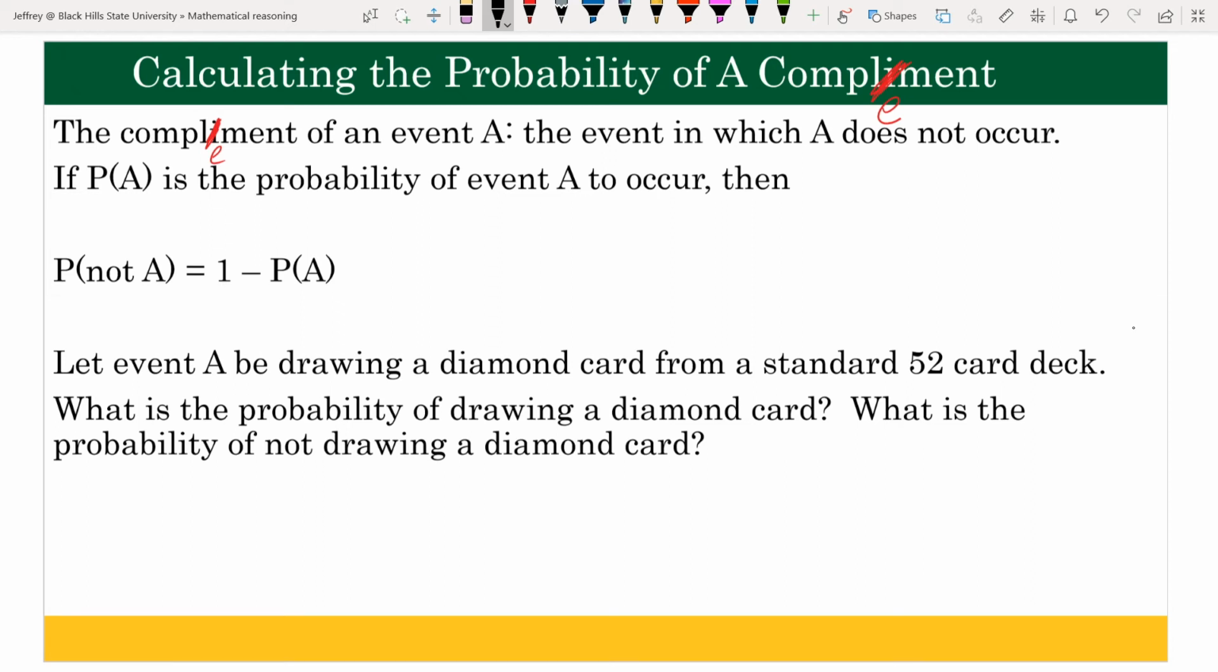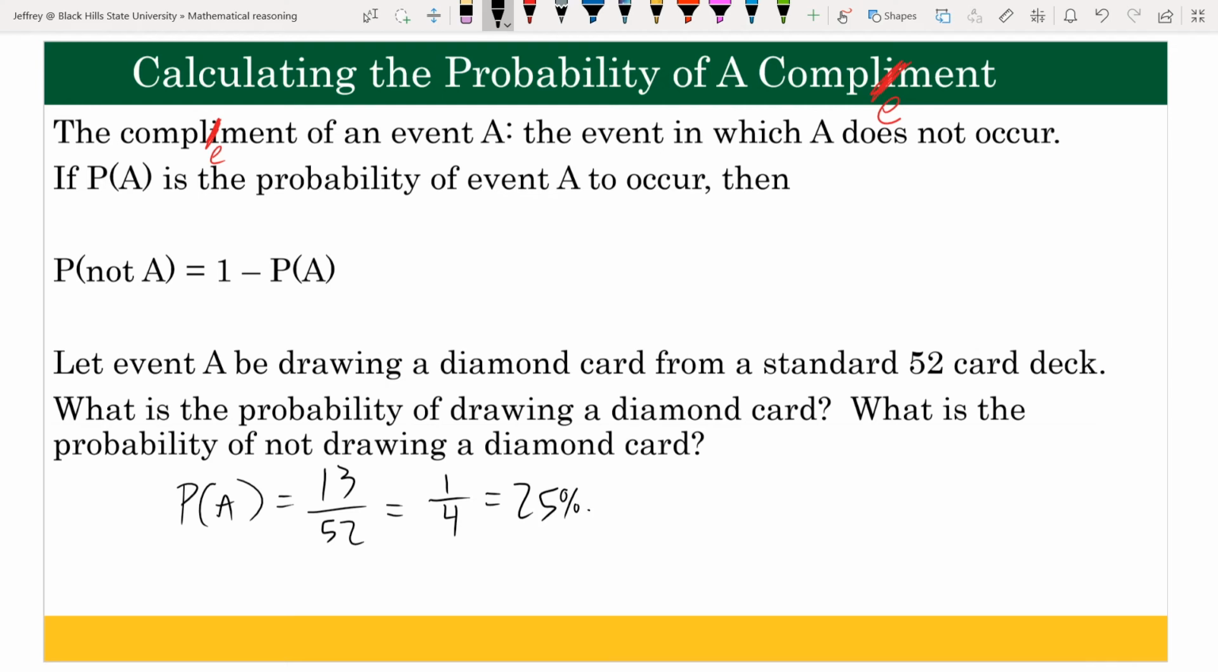So let event A be drawing a diamond card from a standard 52 card deck. What is the probability of drawing a diamond card? Well, there are 13 diamond cards out of the 52. So the probability of A is equal to 13 out of 52, which, of course, there are four suits, so you can also argue that it's 1 out of the 4 suits, which is 25%.